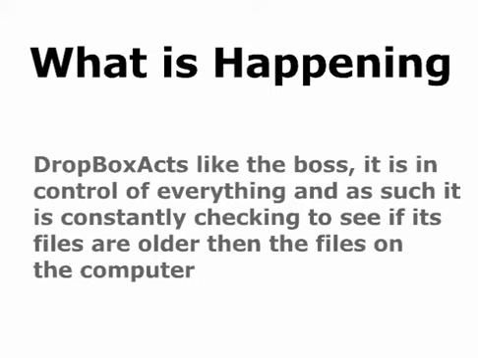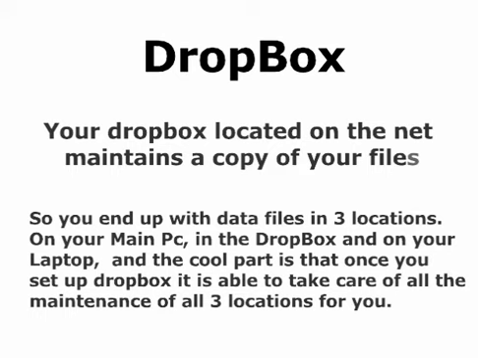So what is actually happening? Dropbox acts like the boss. It is in control of everything, and as such it is constantly checking to see if its files are older than the files on the computers. The main Dropbox facility is located on the internet and maintains copies of your files. There are actually copies on the internet and copies on your computers. So in the end, if you're running two computers, you actually end up with files in three locations that are identical to each other. But the cool part about all this is, once you set up Dropbox, it is able to take care of all the maintenance of all three locations for you. You don't have to manually copy stuff because it's doing it automatically for you.